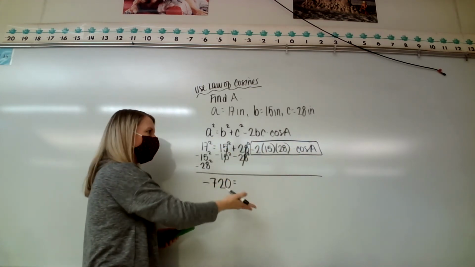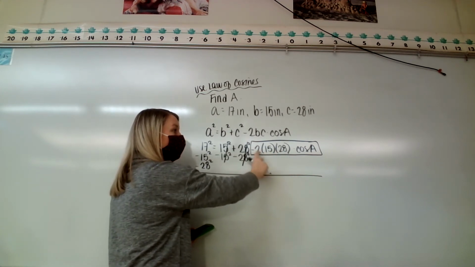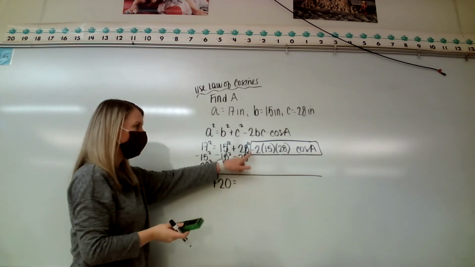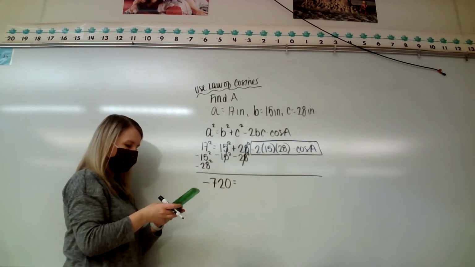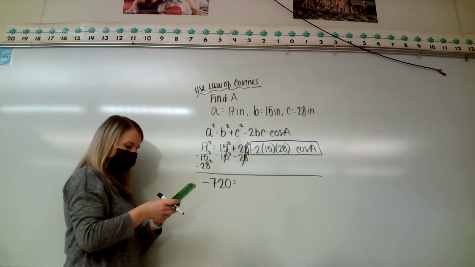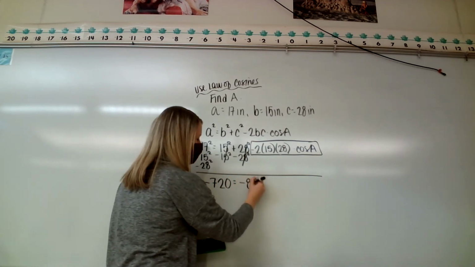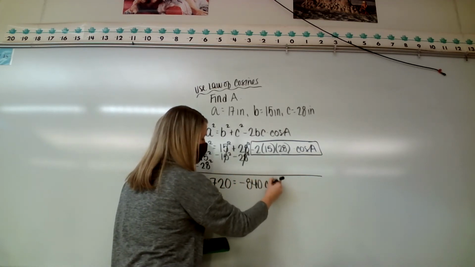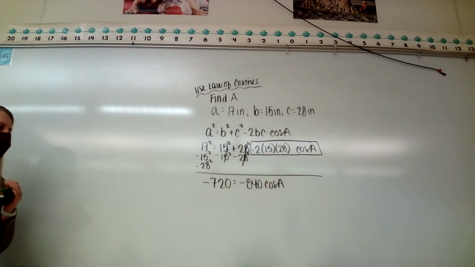So instead of rewriting it a million times, I'm just going to remind myself that's all multiplication. So I'm going to multiply those things together. Just don't forget about that negative in front of the 2. So I do negative 2 times 15 times 28. That's going to give me negative 840 cosine A. Most of the work's in the calculator, but without too much effort, we've made it a lot nicer looking.